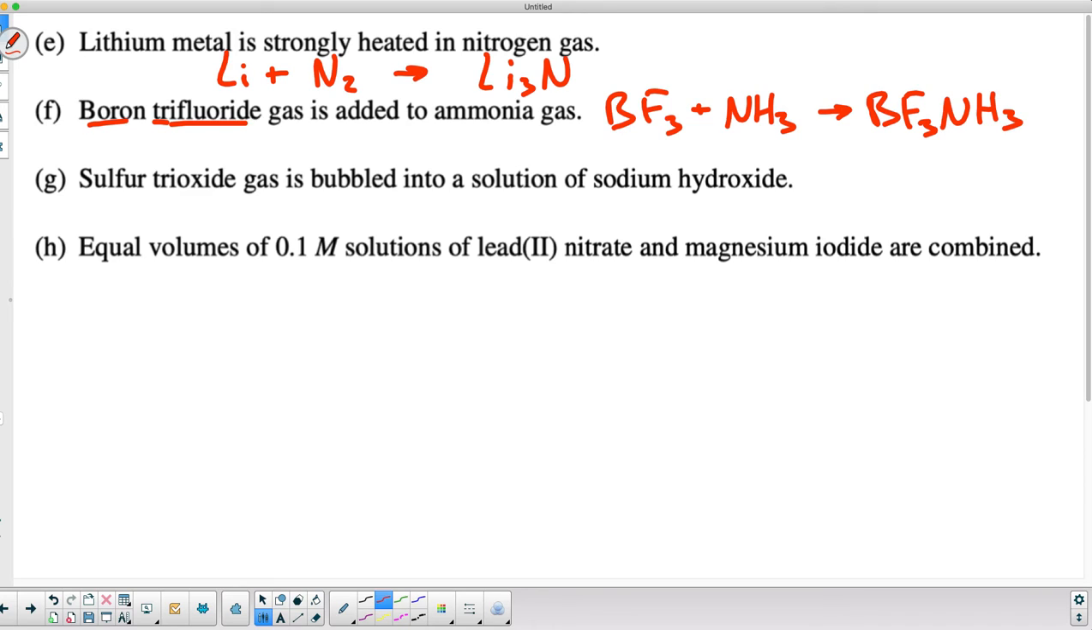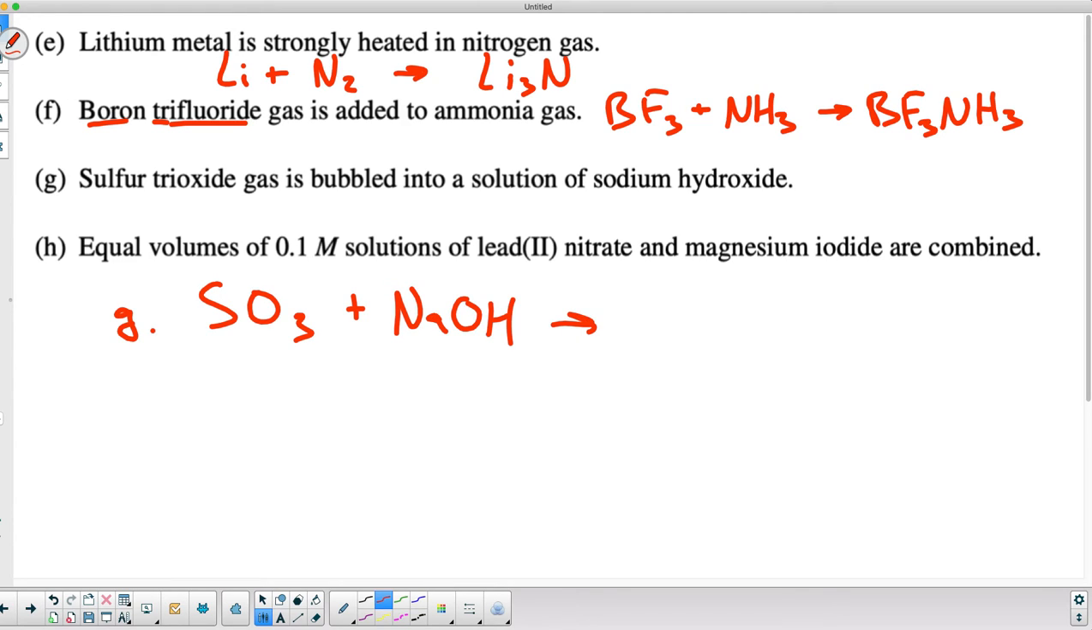Sulfur trioxide gas is bubbled into a solution of sodium hydroxide. So sulfur trioxide looks like, this is letter G. Sulfur trioxide looks like this, bubbled into a solution of sodium hydroxide, like that.